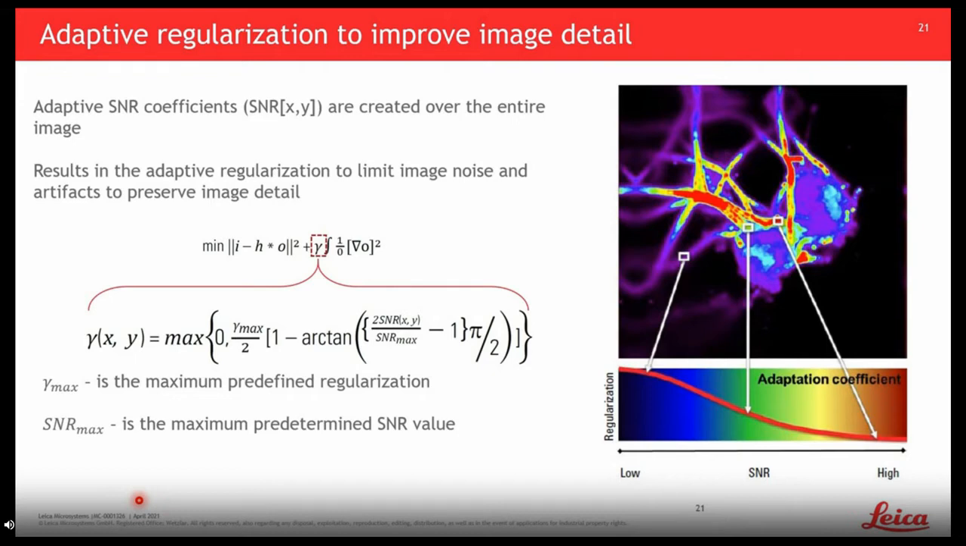So putting this all together, if we consider this heat map, which describes varying levels of SNR throughout the image, where red represents high SNR, and blue represents regions of low SNR, adaptive SNR coefficients are created over the entire image. And the amount of regularization depends on the local SNR. In regions that have high SNR, the regularization value is low. In regions where the SNR is poor or low, the regularization value is high.